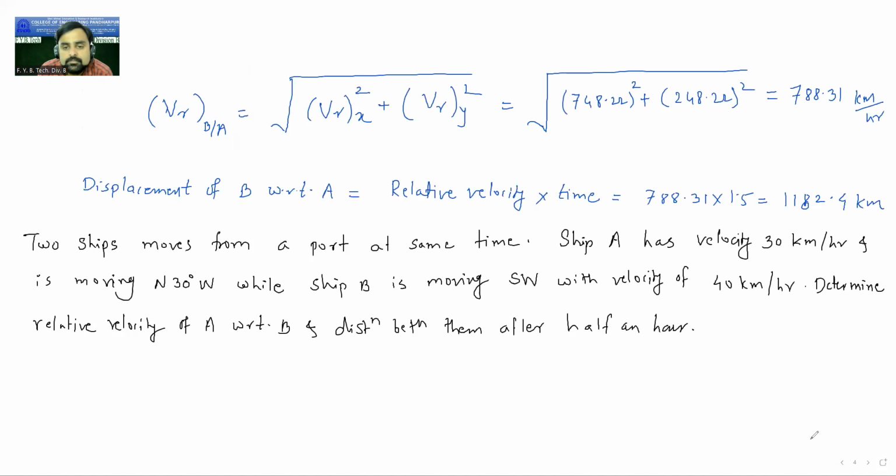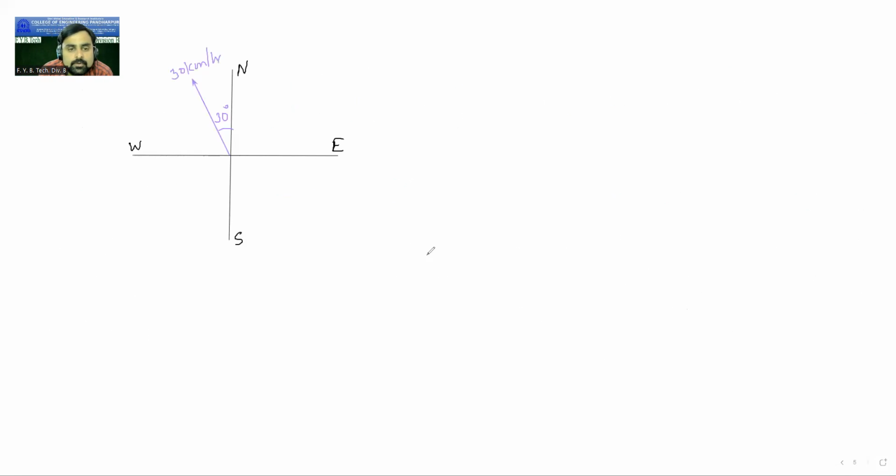Then next is, while ship B is moving southwest with a velocity of 40 km per hour. So south and west. It is moving southwest. So that is why this angle is 45°. This is also 45°. This is the diagram. काय करायचं मग आता?